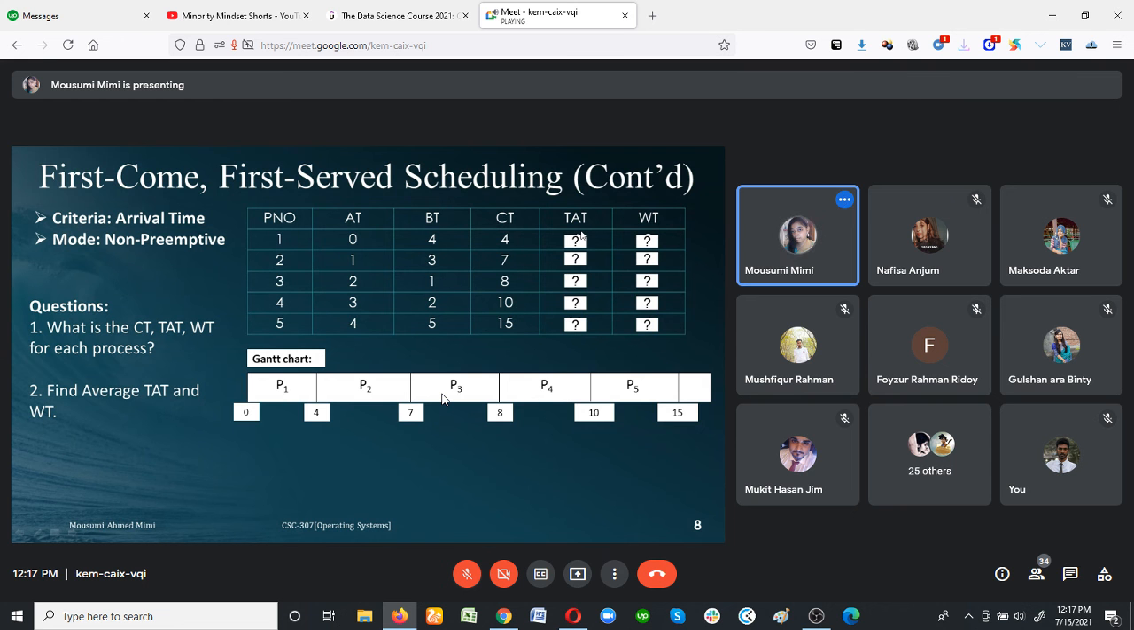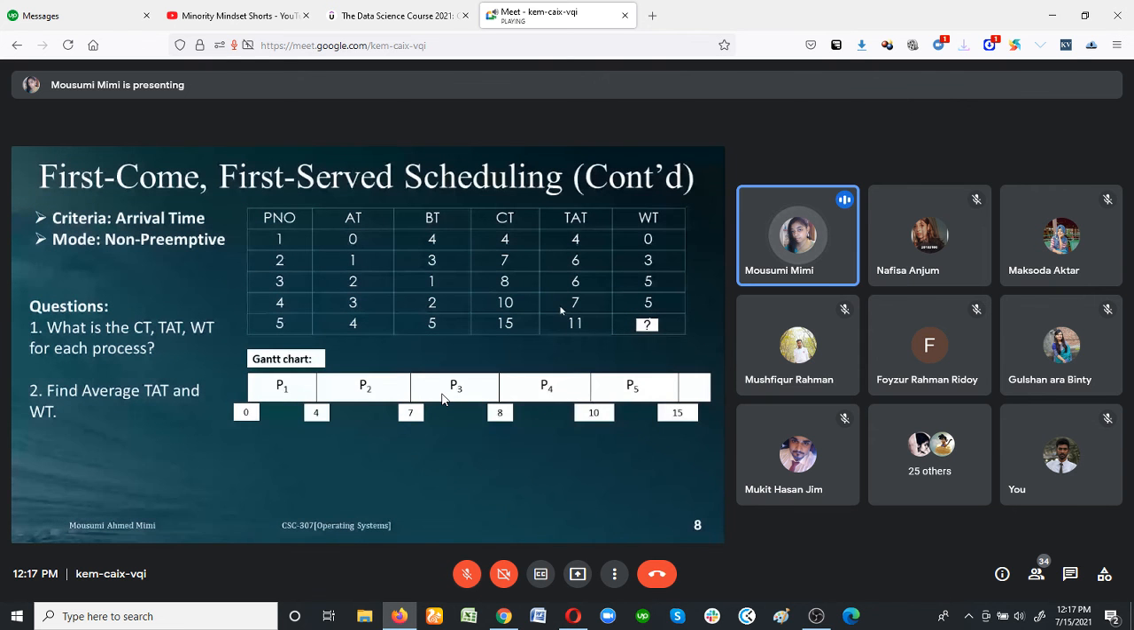Now turnaround time. Turnaround time is completing time minus arrival time. So 4 minus 0 is 4, 7 minus 1 equals 6, 10 minus 3 equals 7, 15 minus 4 equals 11. Now waiting time is turnaround time minus burst time. 4 minus 4 equals 0, 6 minus 3 equals 3, and so on, 11 minus 5 equals 6.